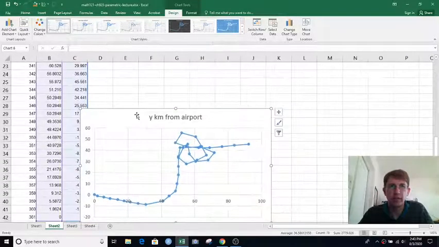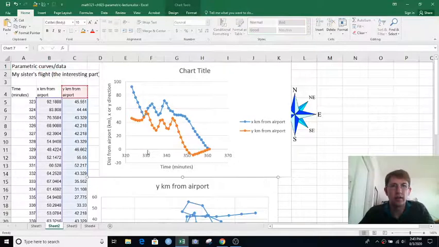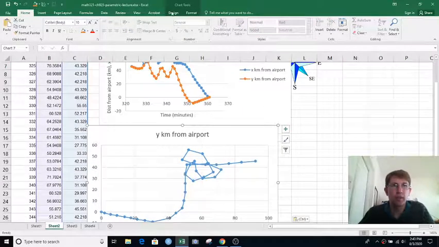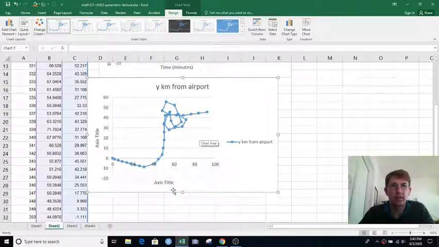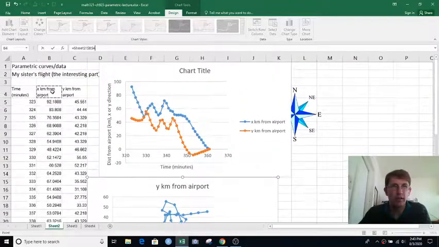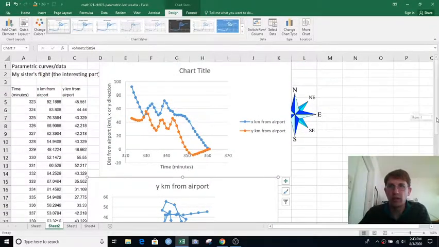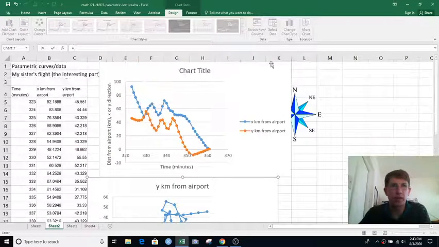What makes sense? Let's move this up here. And we'll say, what's this axis? That should be our x kilometers from the airport. And this one should be our y kilometers from the airport.